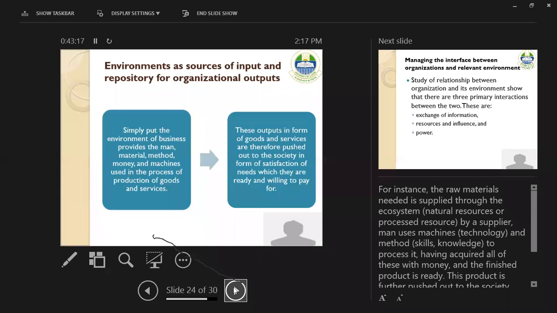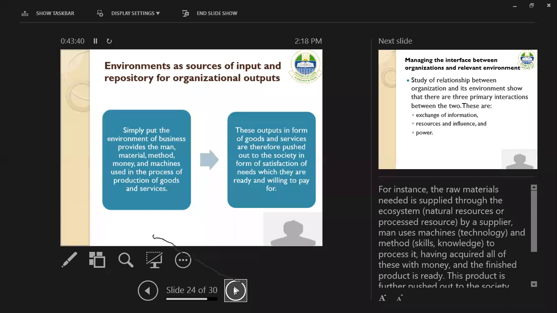Now, we have environments as sources of input and repository for organizational outputs. What do we mean? You need raw materials to be supplied to you, okay, so that you can have your production. You need men to do the work. You need machines that will help process. You need materials that you're even going to process.